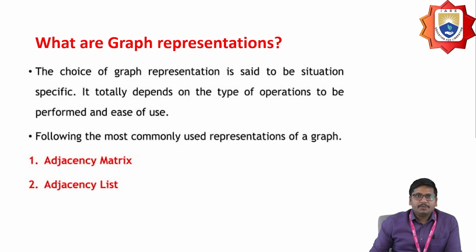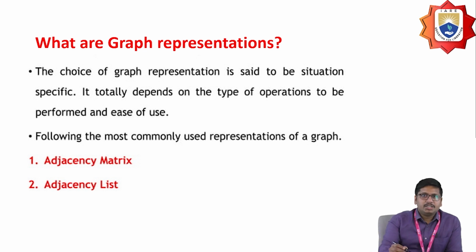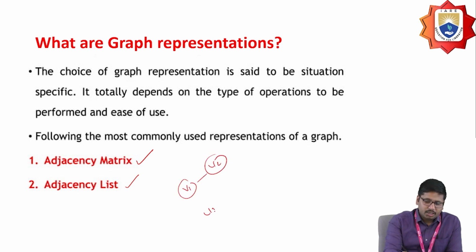So what are graph representations? The graph representation is in the form of an adjacency list and an adjacency matrix. The graph representation can be done in two ways: the first one is the adjacency matrix and the second is the adjacency list. That means whatever graph we have should be represented in the form of a matrix.